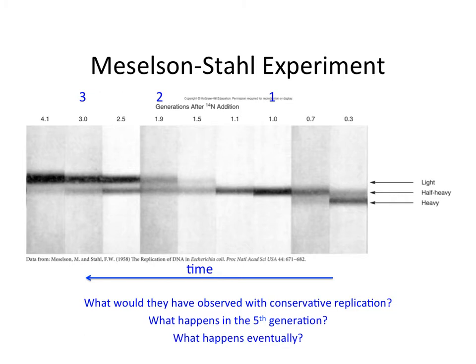So each of these strips is they waited a certain period of time with their bacteria growing in their culture flasks. They'd pull a little bit out, and then they'd look at the molecular weights of the DNA. And they'd wait a little bit longer. So this first reading was at 0.3 generations. So their unit of time is how many times the bacteria have replicated or divided. So here's after the first generation of bacterial growth. What's the only band there?